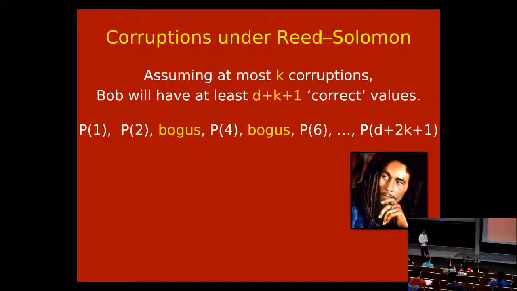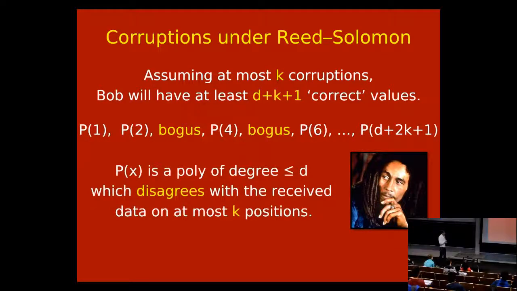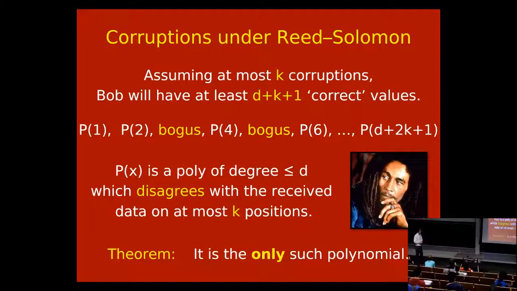So he gets this situation. He thinks about it, and here's one thing he can do. He knows that P of x is a polynomial of degree at most d, which disagrees with the received data at most k positions. He doesn't know which positions, but he knows that P's true values are the same as the values he got in the list, except at some k positions. And here's the theorem that I want to show you, which is quite easy. P is the only such polynomial of degree at most d that disagrees with the data on at most k positions.